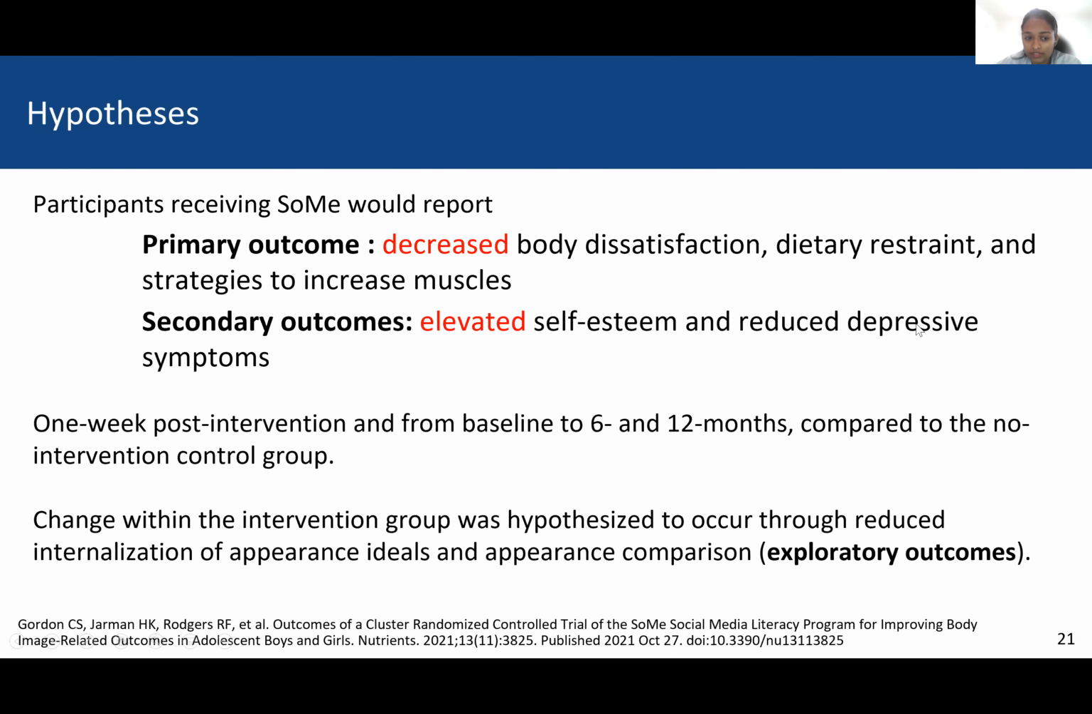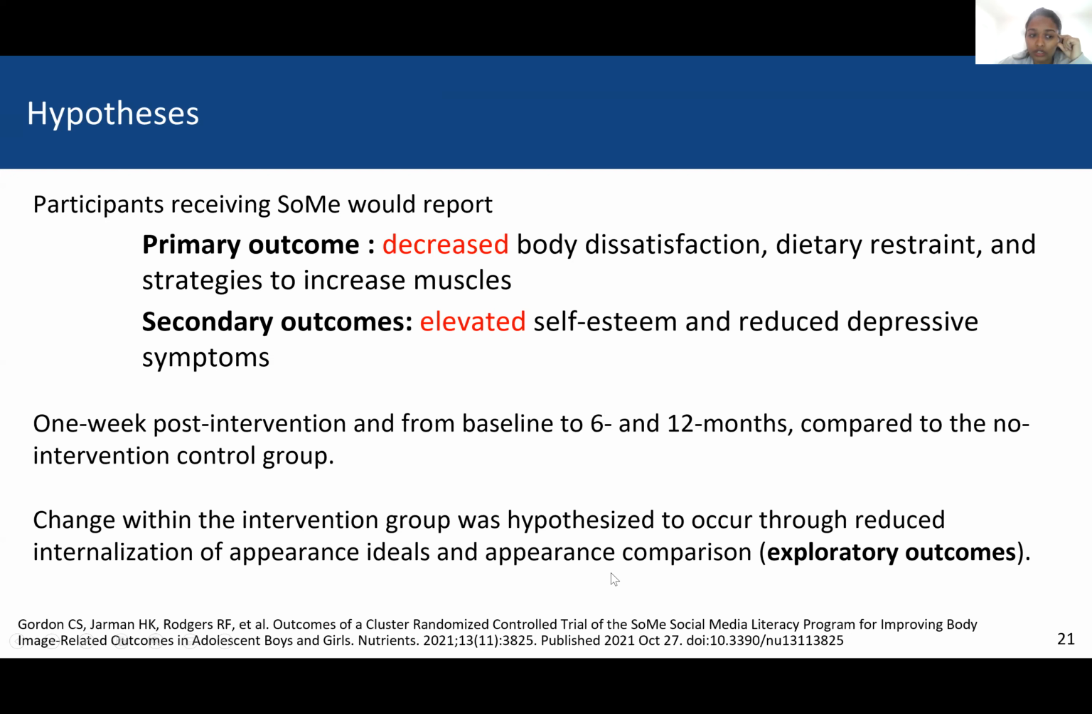The authors hypothesized that participants receiving SOMI would report decreased body weight dissatisfaction, dietary restraint, and strategies to increase muscle, which were the primary outcome variables, and elevated self-esteem and reduced depressive symptoms, which were the secondary outcomes. These outcomes were evaluated at baseline, 1 week post-intervention, then at 6 months from baseline, and again at 12 months from baseline. And the findings were compared between the intervention and the no intervention group.